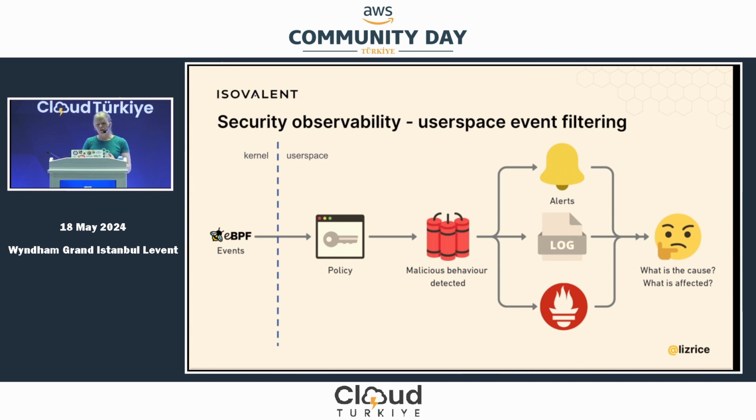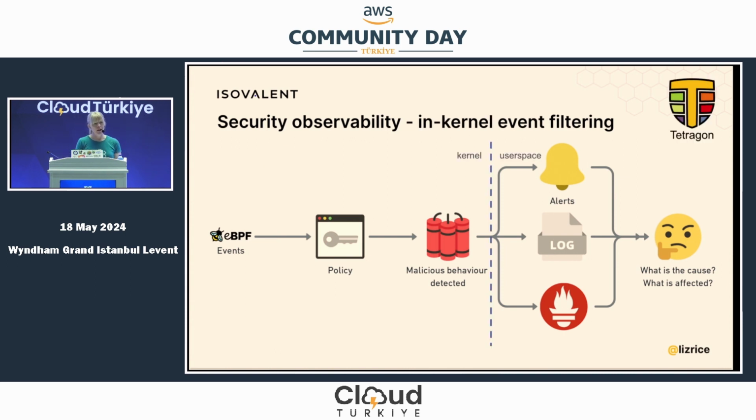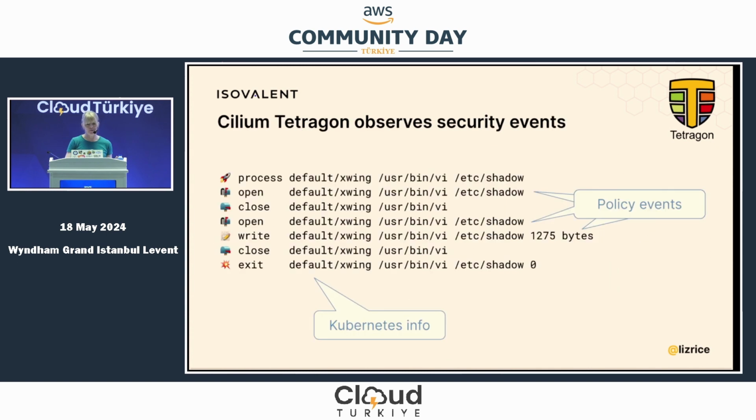And both of these tools are collecting events using eBPF and then passing them to user space to compare against policy. One thing that we've done recently in Cilium with a project called Tetragon is the ability to filter those events inside the kernel. So we're making the decision about whether an event is potentially malicious or not, and whether we should tell the user about it inside the kernel, and only passing events to user space if they are deemed to be malicious, if they're outside the policy.